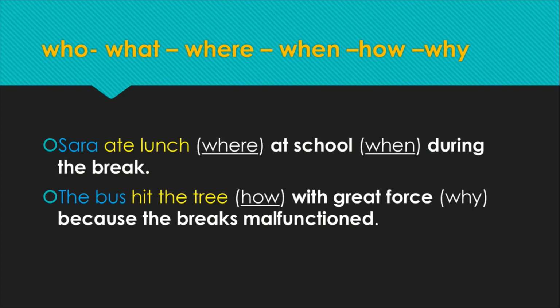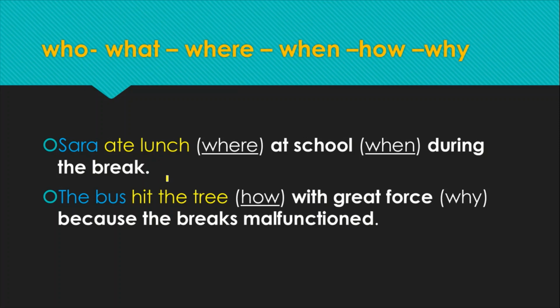Alright, let's do them together at this stage. So we have, again, as a reminder, the who, after that the what, after that the where, then the when, the how, and the why. Alright, you must keep them all in order. This is the order of a complete sentence: who, what, where, when, how, and why.